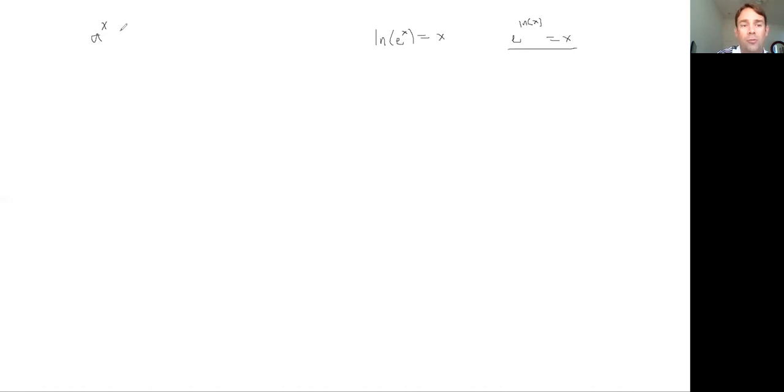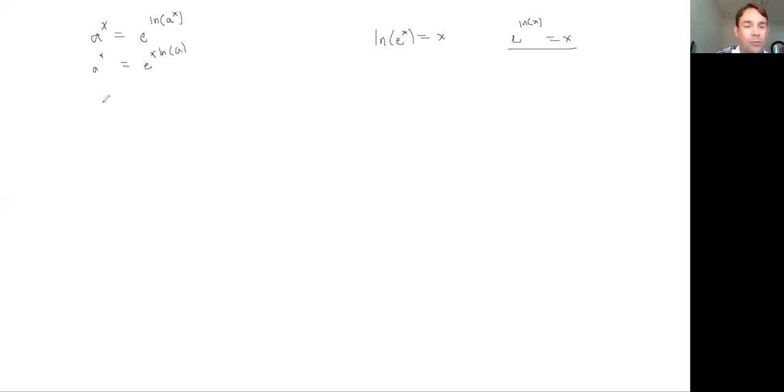Since e and natural log undo each other and you're left with whatever's inside, I could actually take this and rewrite a to the x as e to the natural log of a to the x. They would undo each other. And if I were to look at it that way, I could say a to the x equals e to the x times natural log of a.